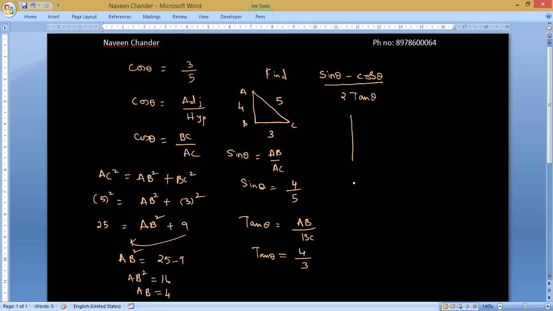So now substitute those values. Cos theta is already given in the question. So sin theta minus cos theta by 2 tan theta. This is our question, right? So what is sin? Sin is 4 by 5. We'll write 4 by 5. Cos, what is cos? Cos is 3 by 5.